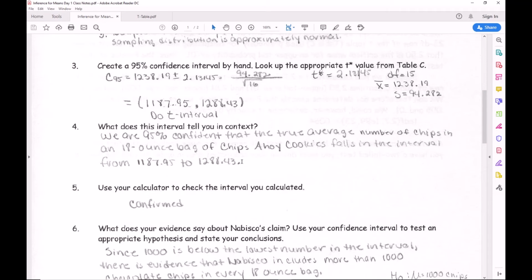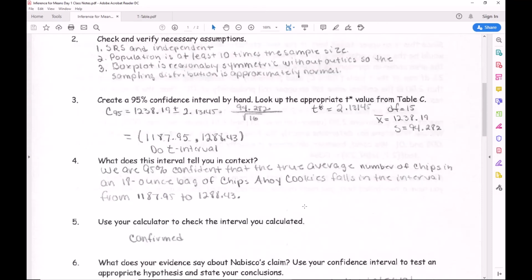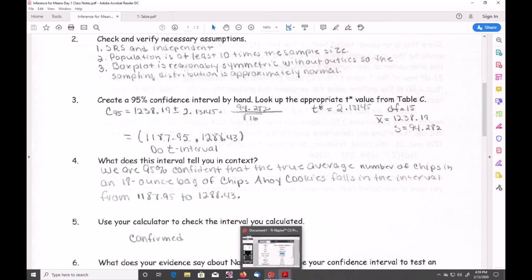And I really should have put chips on there because you can put units on this. You know, it's the average for things that really exist, so they can take units. Okay? So there it is. Now, I would not want to do this by hand, but I'll show you what it's like on the calculator.